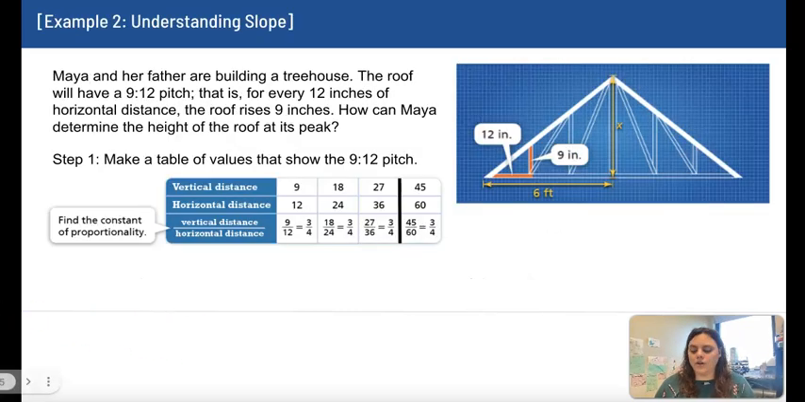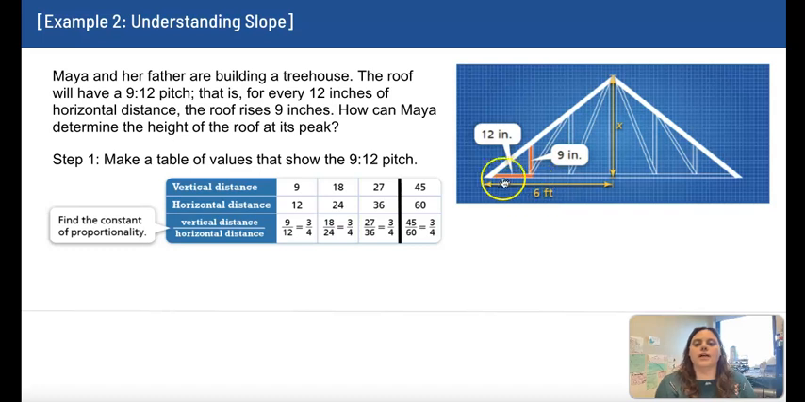Let's look at another word problem, really more understanding slope. So here's a situation where we would actually use this idea of slope. Maya and her father are building a treehouse. The roof will have a 9/12 pitch. That is, for every 12 inches of horizontal distance, we see here 12 inches on the bottom, the roof rises 9 inches. So every time we go over 12 inches, we have to go up 9 inches. Over 12, up 9, over 12, up 9. That helps us put in the proper supports. How can Maya determine the height of the roof at its peak?